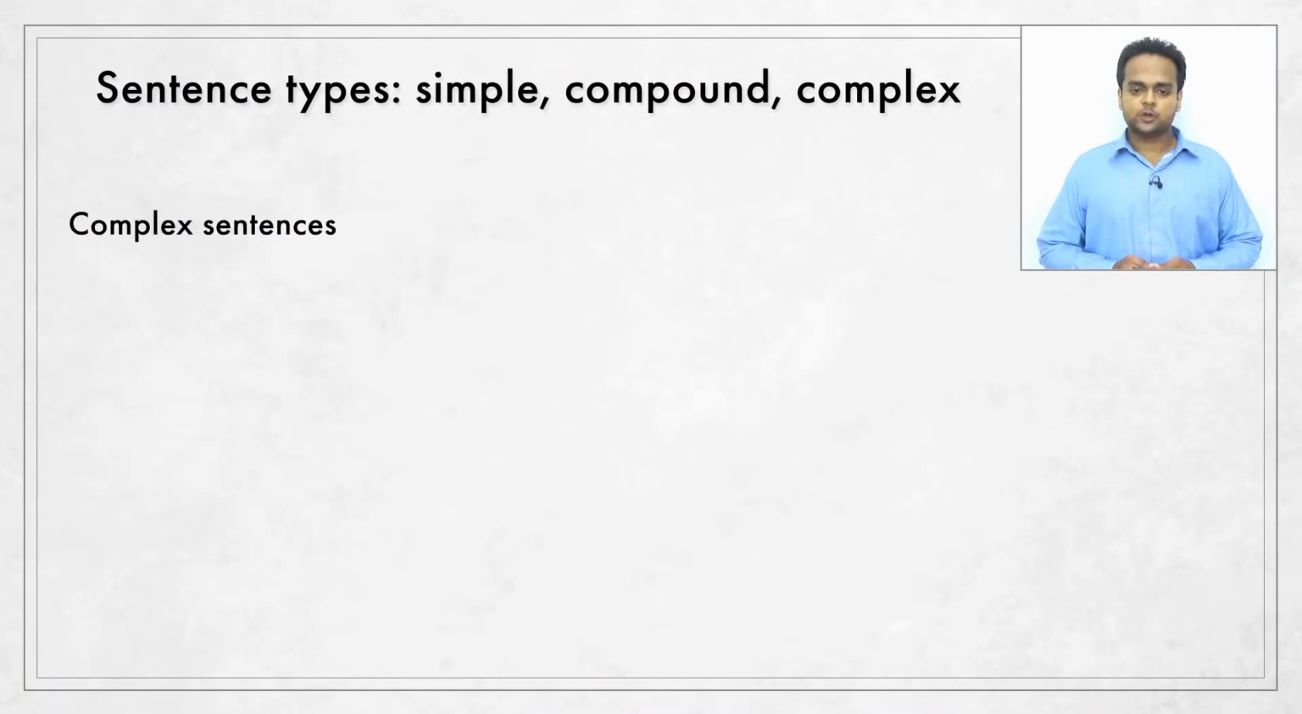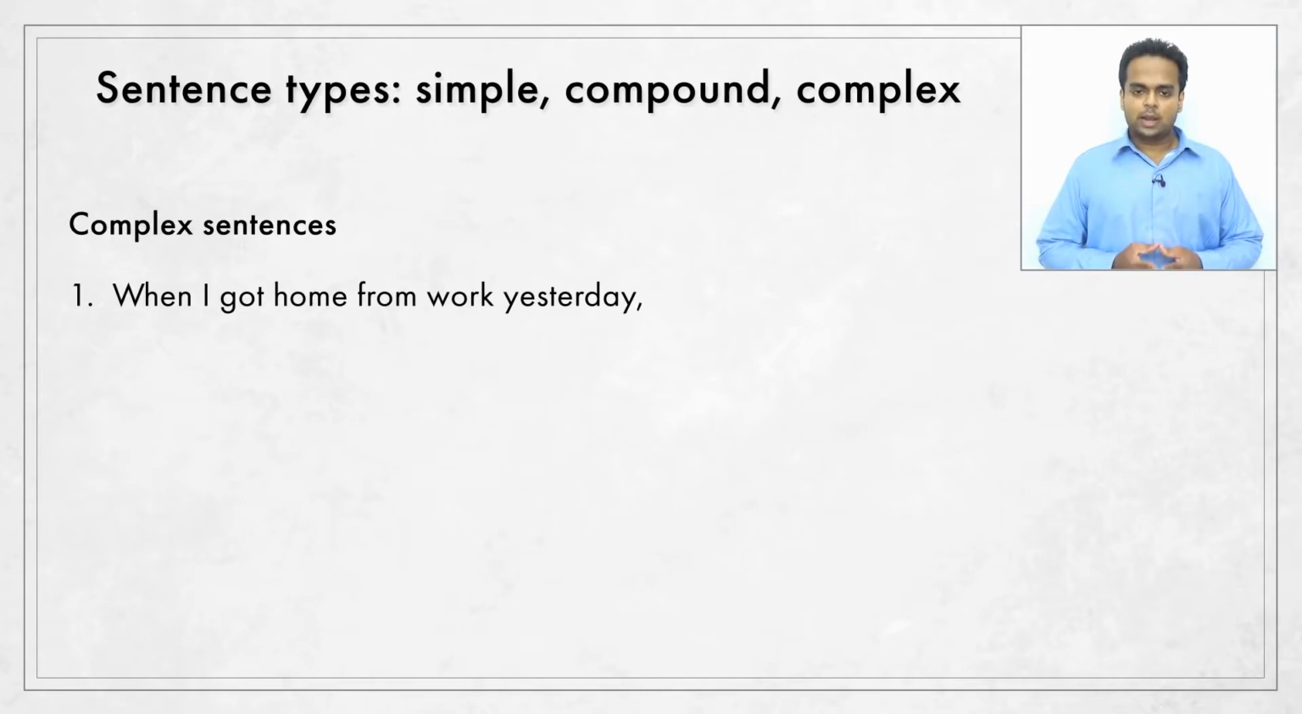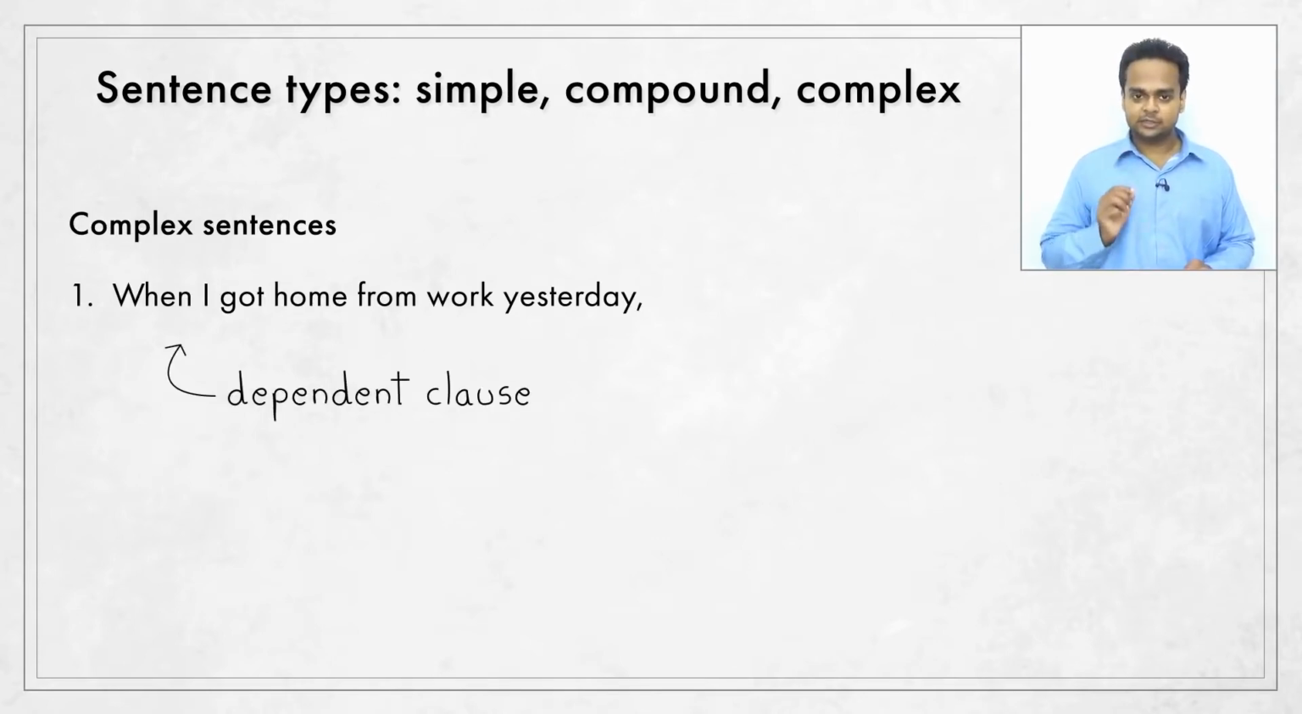All right, let's now move on and talk about complex sentences. Here's a clause first. When I got home from work yesterday. What do you notice about it? Well, it has a subject, I, and a verb, got, but this clause is just not a complete sentence. That's because if I say to you, when I got home from work yesterday, you will ask, okay, what happened? What did you do? So you see, this thought is not complete. So this is not an independent clause. This type of clause is called a dependent clause.